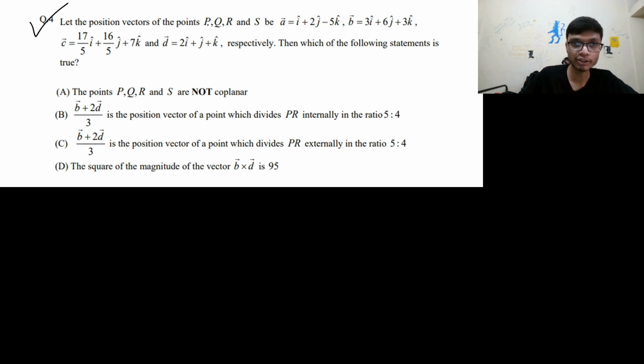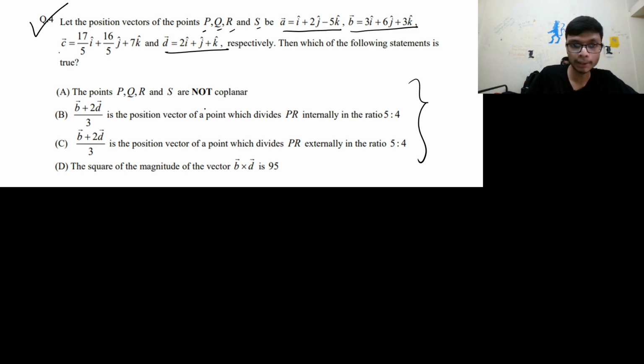It says that the position vectors of the points P, Q, R and S are given by these particular coordinates, respectively. Then you have to find which of the following statements is or are true. So let us check these conditions. The very first statement says that the points P, Q, R and S are not coplanar.